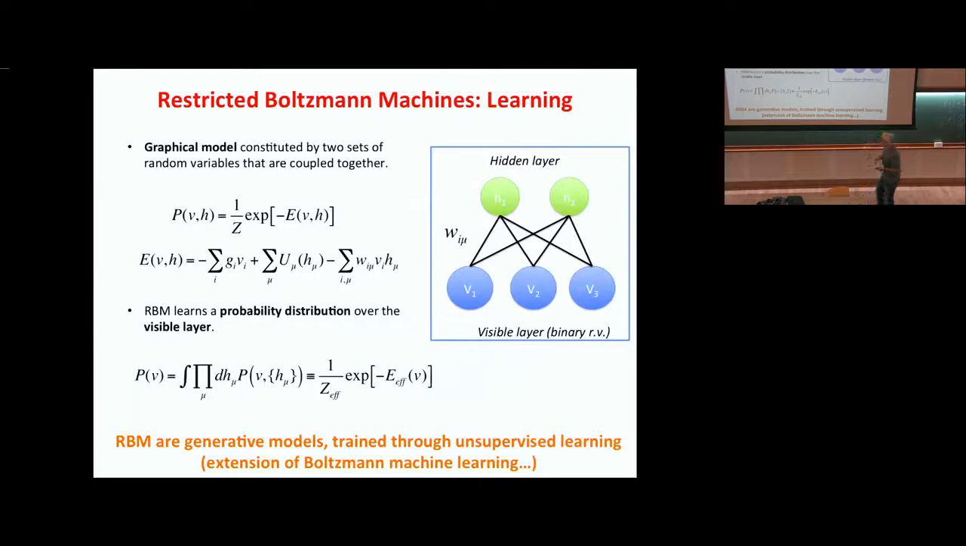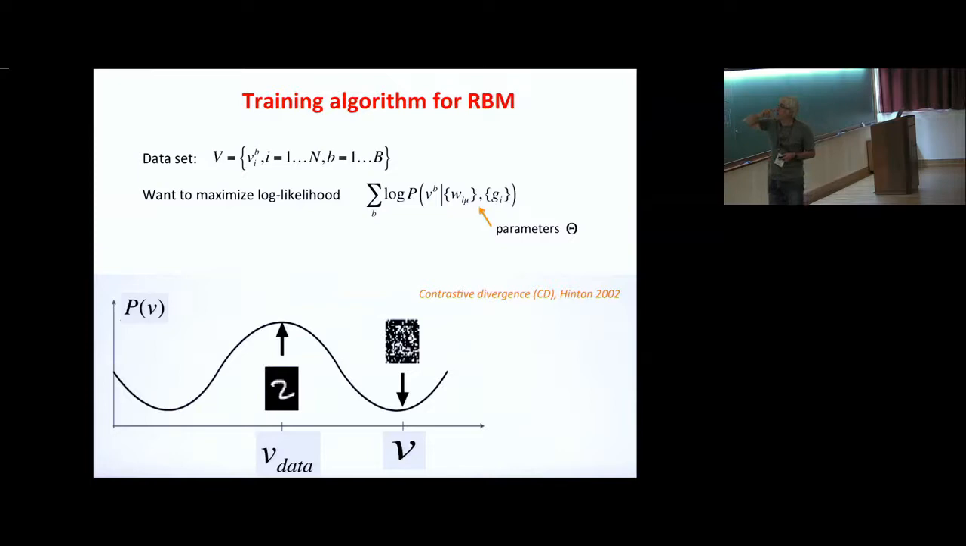Okay, so until 2000 something, it was actually quite hard to run this kind of machine. It's still not easy. But there was a lot of progress made by Hinton and collaborators in 2002 and even later, with an algorithm which is called contrastive divergence, which is an extension of Boltzmann machine learning. Maybe in the tutorial I can tell you a little bit about that later on.